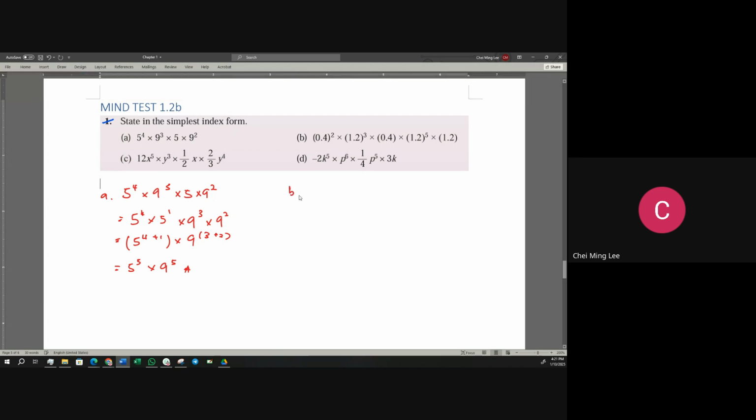Okay, now B: 0.4 to the power of 2 times 1.2 to the power of 3 times 0.4 times 1.2 to the power of 5 times 1.2. So I will just use 0.4 to the power of 2 plus 1, multiplied by 1.2 to the power of 3 plus 5 plus 1. So this one is 0.4 to the power of 3 multiplied by 1.2 to the power of 9.